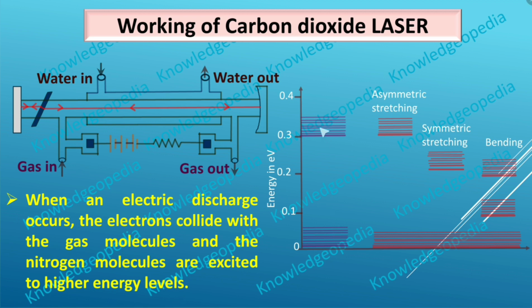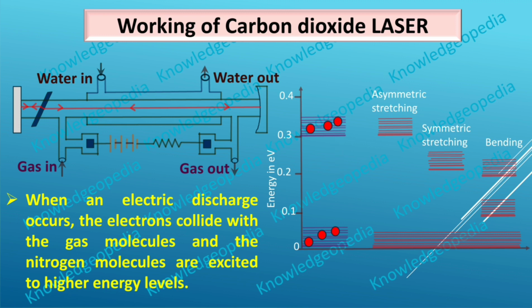So these are the two energy levels of nitrogen. Initially the nitrogen molecules are in the ground state. When they collide with the highly energetic electrons, they will be transferred to the higher energy level, or they will be excited to the higher energy level. Thus, because of the collision, these nitrogen molecules are moving to the excited energy state.